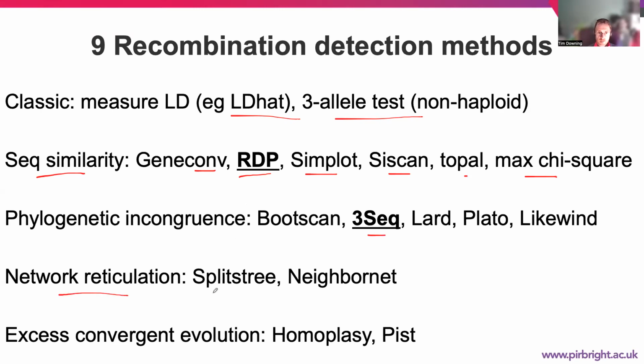We can look at this in networks, things like SplitsTree and NeighborNet allow us to examine this. We can also look for convergent evolution as well, using things like homoplasy tests and other tools.